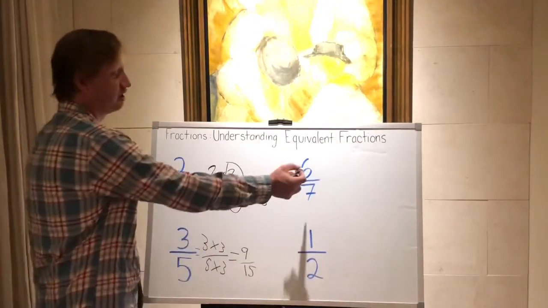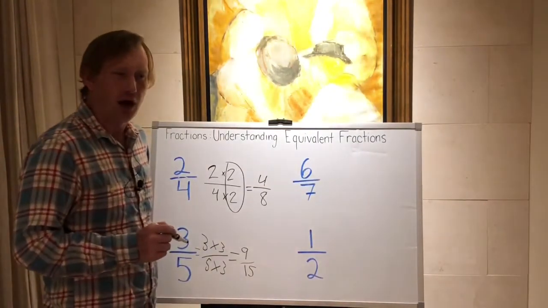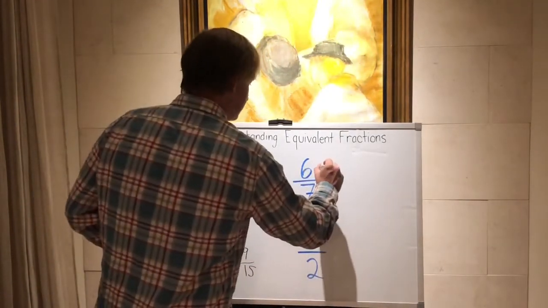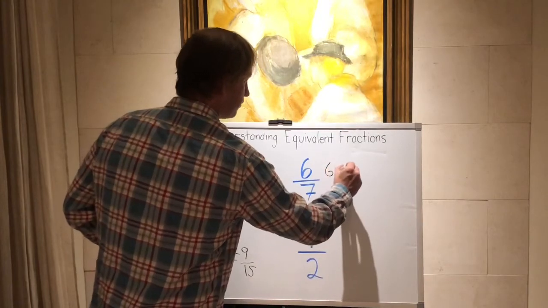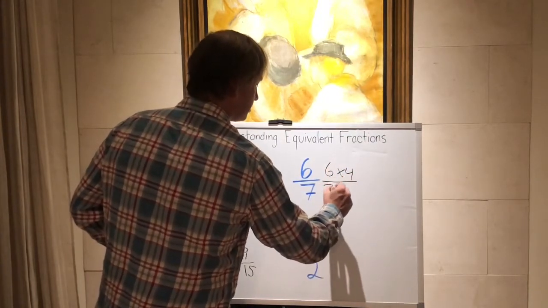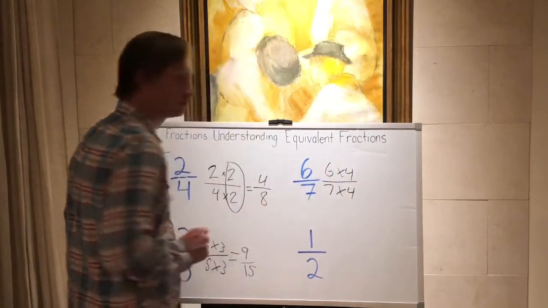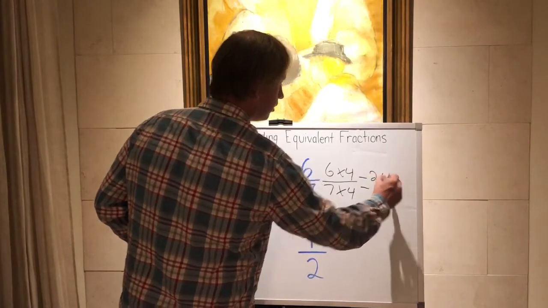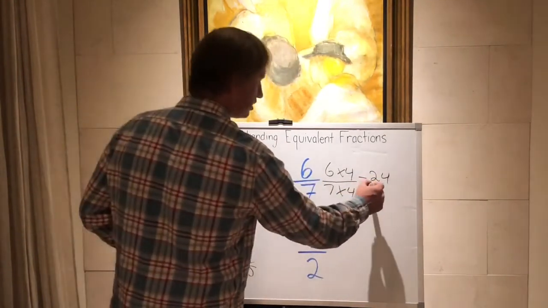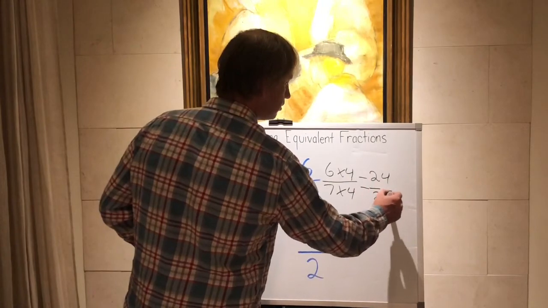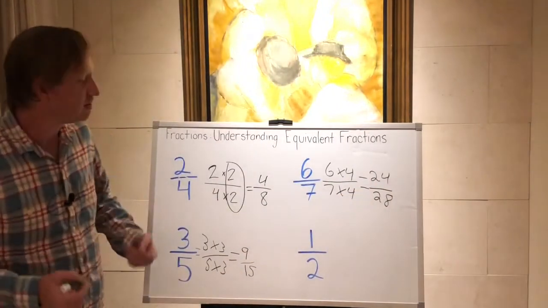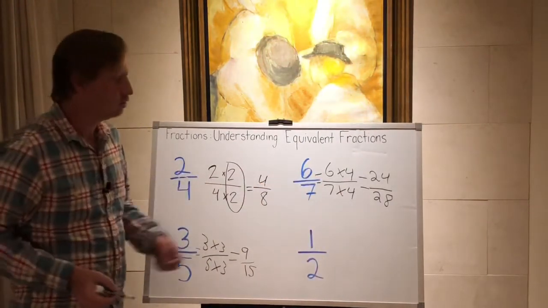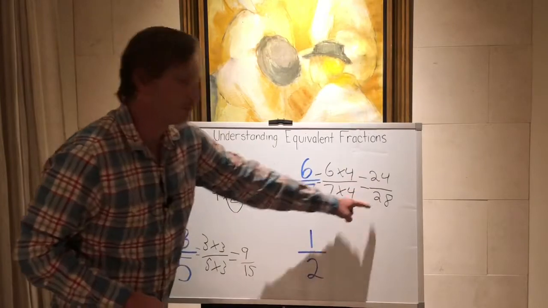Let's do another one. 6 over 7. I'm going to multiply each one by 4 this time. So we have 6 times 4 over 7 times 4. 6 times 4 is 24, and 7 times 4 is 28. So that means that 6 over 7 is equal to 24 over 28.